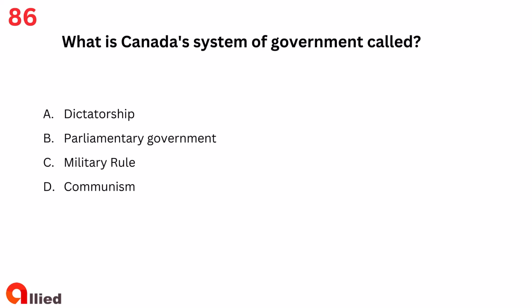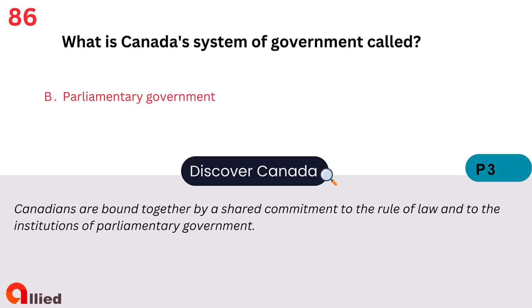A. Dictatorship. B. Parliamentary government. C. Military rule. D. Communism. The answer is B. Parliamentary government.